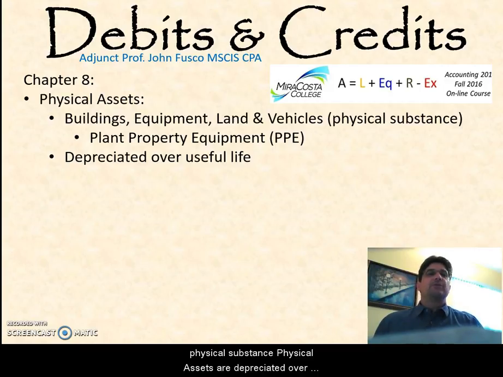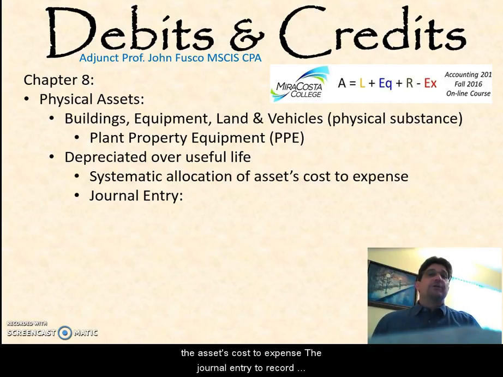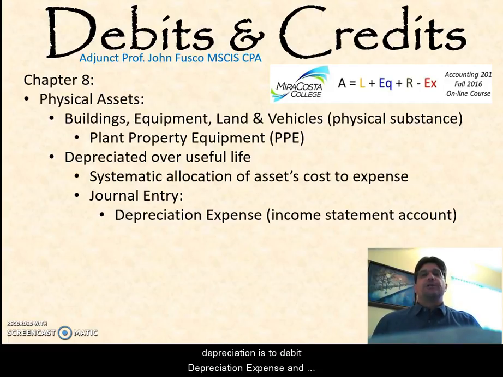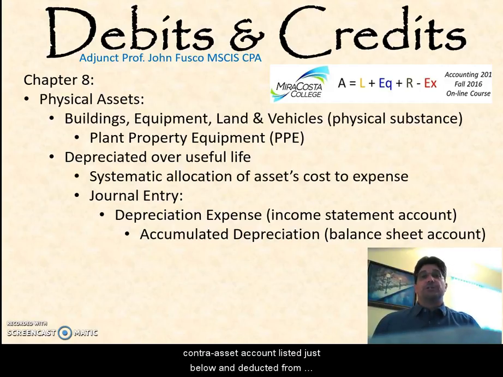They have a physical substance. Physical assets are depreciated over their useful life. Depreciation is the systematic allocation of the asset's cost to expense. The journal entry to record depreciation is debit depreciation expense and credit accumulated depreciation, which is a contra asset account listed just below and deducted from the physical assets to arrive at book value.